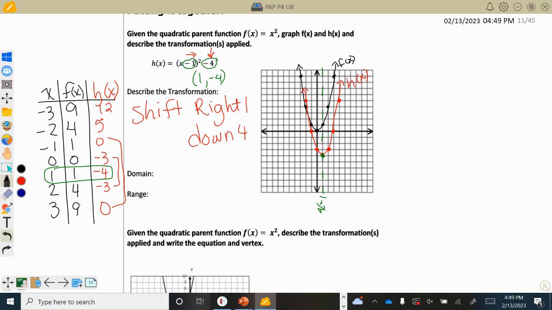Our domain, again, x is all real numbers. And for our range, f of x is greater than or equal to 0, and h of x is greater than or equal to negative 4. Because we had that vertical shift that pulled it down 4 units, we're going down 4. Our range is now at negative 4. We have one more example to go over before you have your assignment.